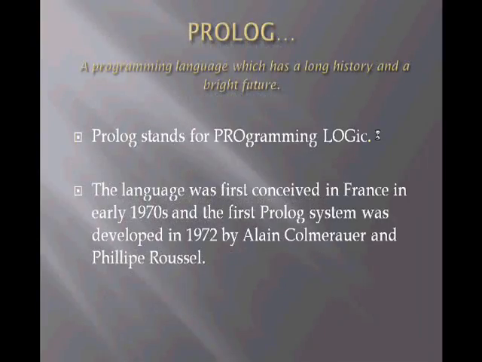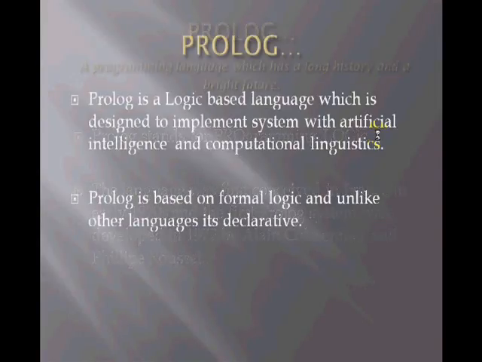So now we are going to consider about the Prolog language, which is our main focus of study. Well, as the name implies, Prolog is the programming logic. The language was first conceived in France in the early 1970s, and the first Prolog system was developed in 1972 by Alain Colmerauer and Philippe Roussel. Prolog is a logic-based language which is designed to implement systems with artificial intelligence and computational linguistics. And Prolog is based on formal logic, and unlike other languages, Prolog is declarative.